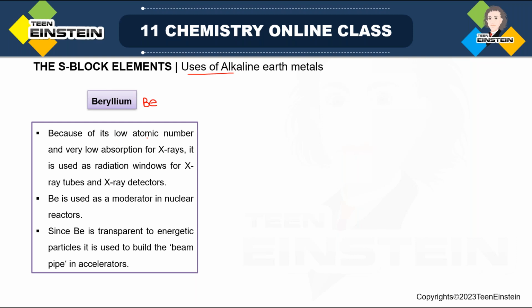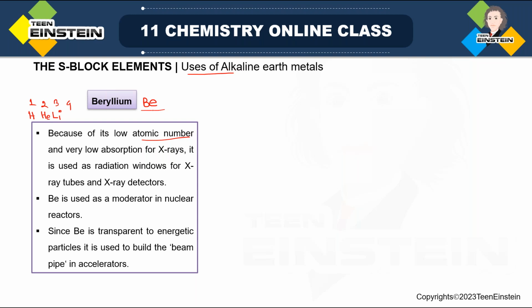Now beryllium, because of its low atomic number, that means the first element is hydrogen, then helium, then lithium, then beryllium. So atomic number 1, then 2, then 3, then 4. So this is beryllium. Here we have a very low atomic number compared to other metals. Obviously, it is the lowest atomic number among these metals.